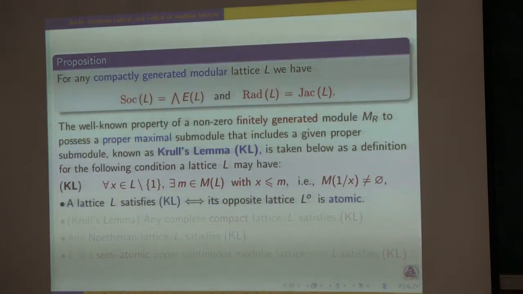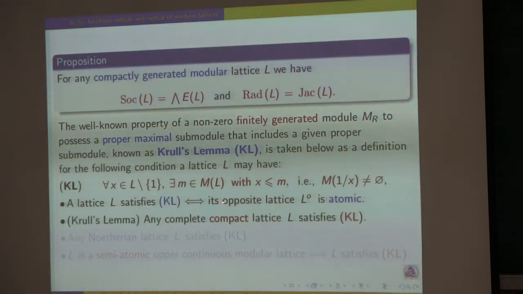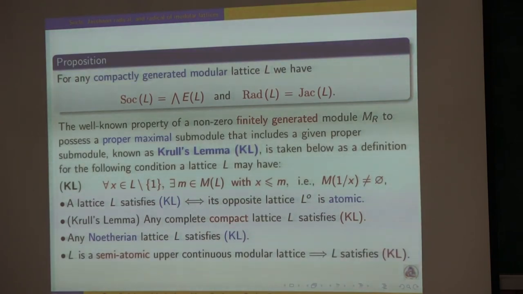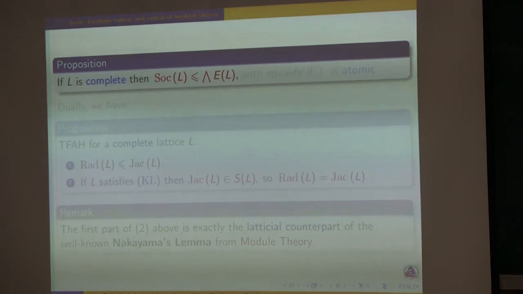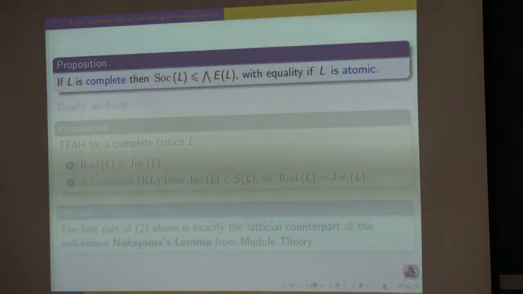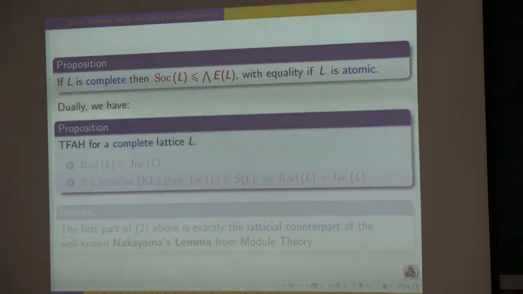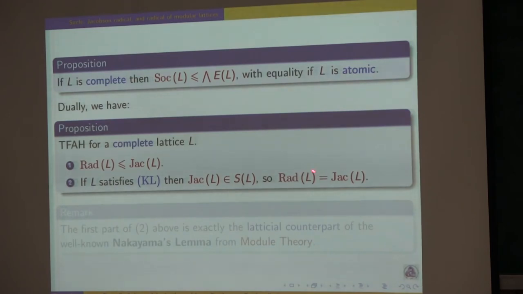Now we have the following results. The lattice satisfies P of L if and only if its opposite lattice is atomic. For example, any complete compact lattice of modules, and finitely generated modules, satisfies the theorem. Any noetherian lattice satisfies it. If L is semi-atomic, upper continuous and modular, then L satisfies it. Now, if L is complete, then the socle is smaller than the meet, with equality if L is atomic. Dually, for a complete lattice, the radical is smaller than the Jacobson radical, and if L satisfies K of L, then the Jacobson radical is S of L. So the radical is equal to the Jacobson radical.